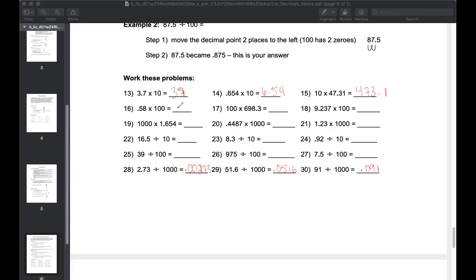All right, Antoinette, what's number 16? I got 1.58. Is that right? So it's multiplying by 100. So all you have to do is move the decimal 2 places to the right. What number do you have? I have 158. That's it. Good.